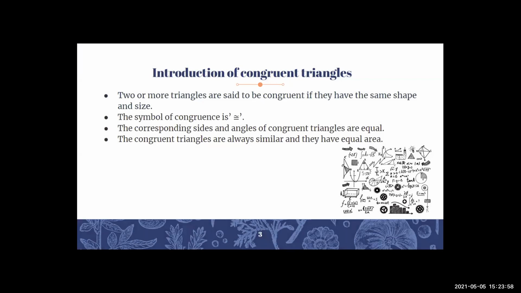When two triangles are congruent, they will have exactly the same three sides and exactly the same three angles. The equal sides and angles may not be in the same position, but they are there. Congruent triangles are always similar and they have equal area.